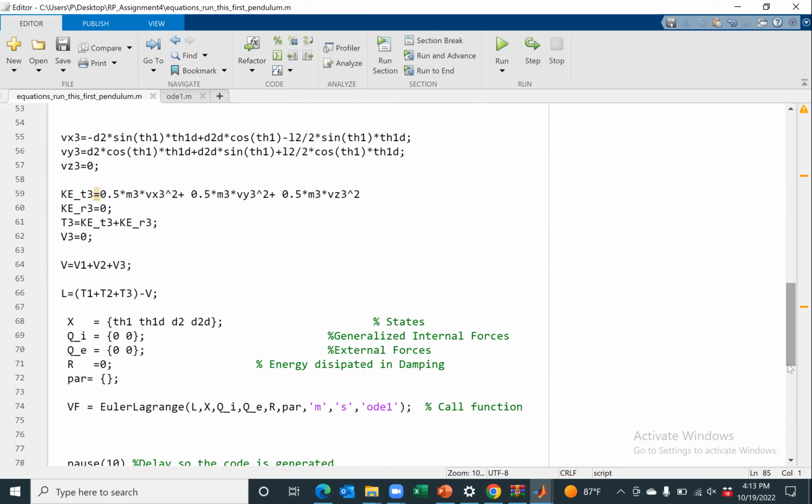So this one's for the point mass on the end. And we're just saying that M3 is equal to 1. Did I give you M3? If it doesn't have a point mass, then I would just say M3 is equal to 0. You can use the exact same code.